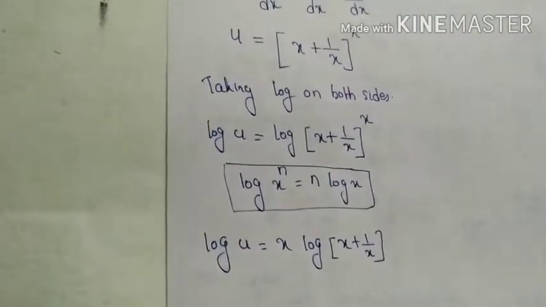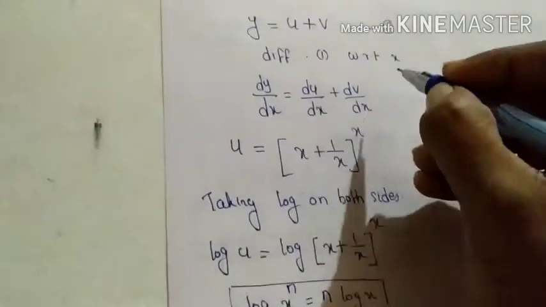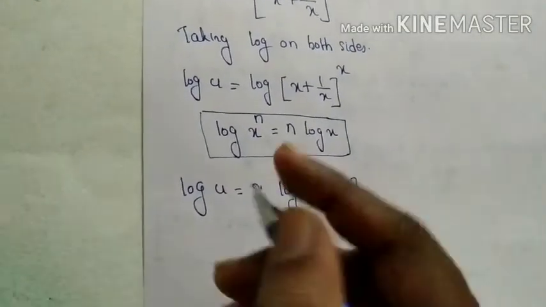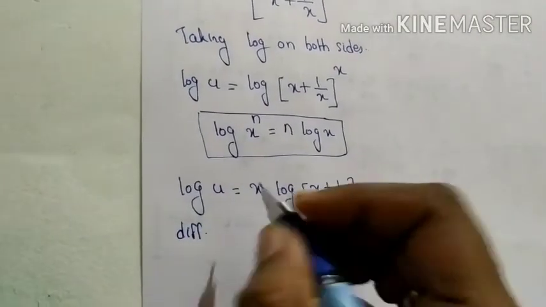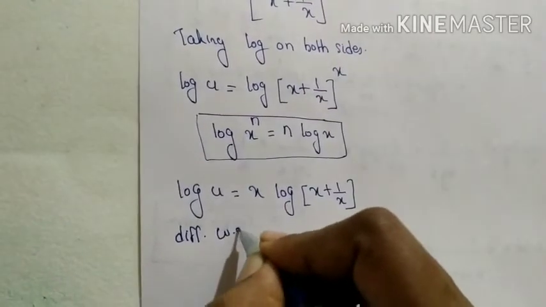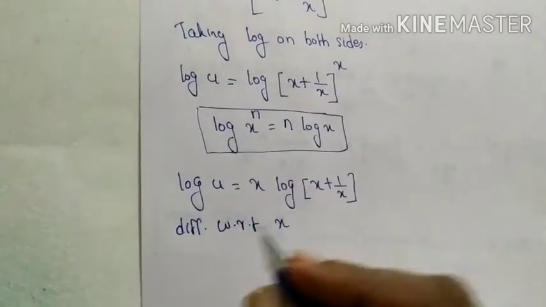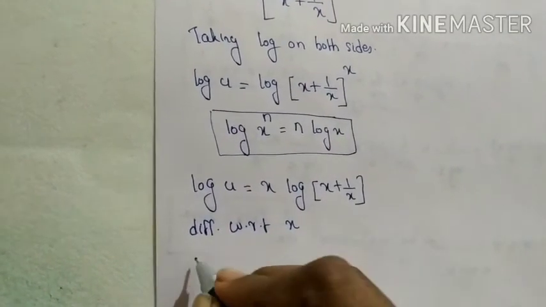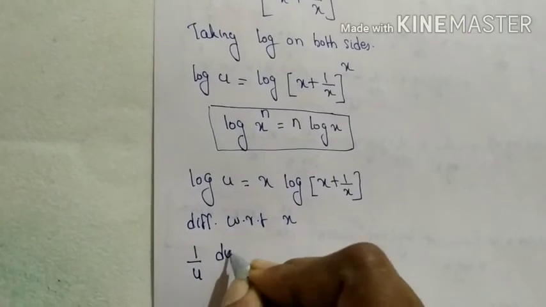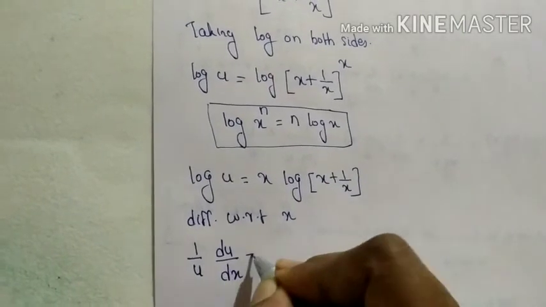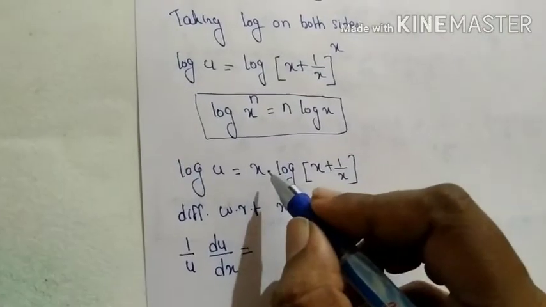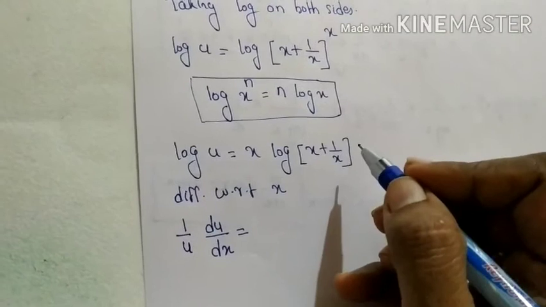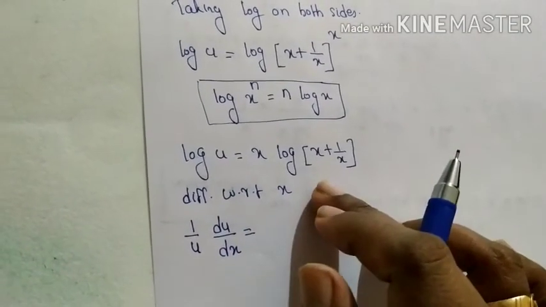Okay, let's name it as equation number 2, right? Okay, differentiating with respect to x on both sides, we get: the derivative of log u is 1 by u into du by dx, equal to, here x is one function and log of (x plus 1 by x) is another function. So the product rule is used here.